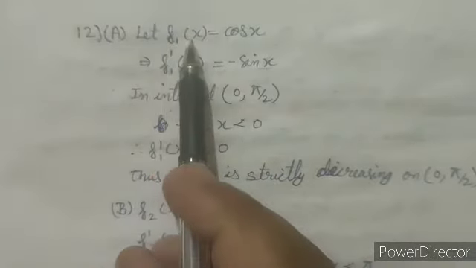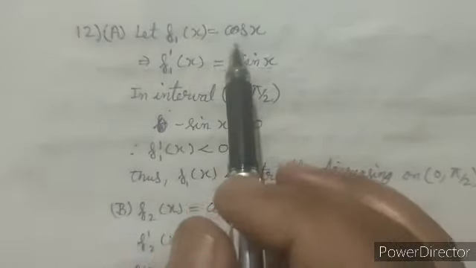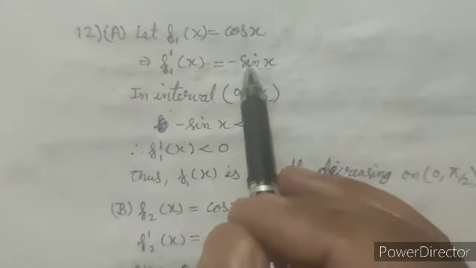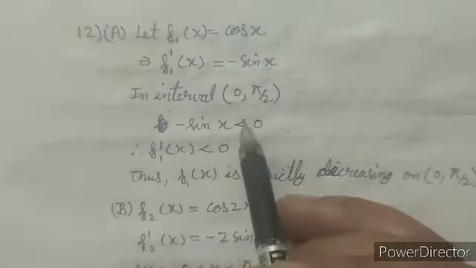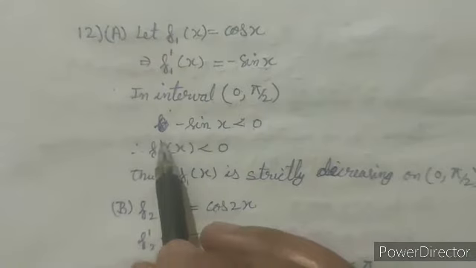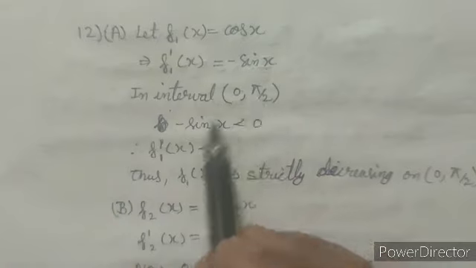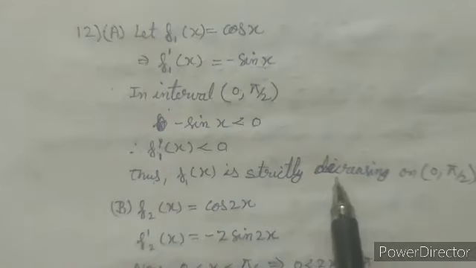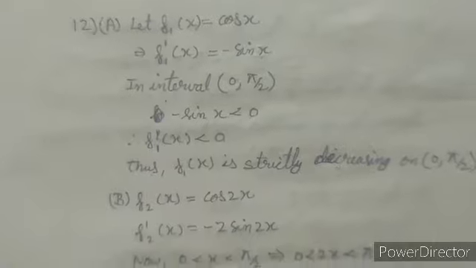So let f1(x) be equal to cos x. On differentiating both sides, f1 dash x will be d by dx of cos x, and that will be minus sin x. As sin x is greater than 0 in interval 0 to pi by 2, minus sin x will be less than 0 in interval 0 to pi by 2, and that means that f1 dash x is less than 0 on 0 to pi by 2. Thus we can say that f1(x) is strictly decreasing on 0 to pi by 2 as f dash x is less than 0.